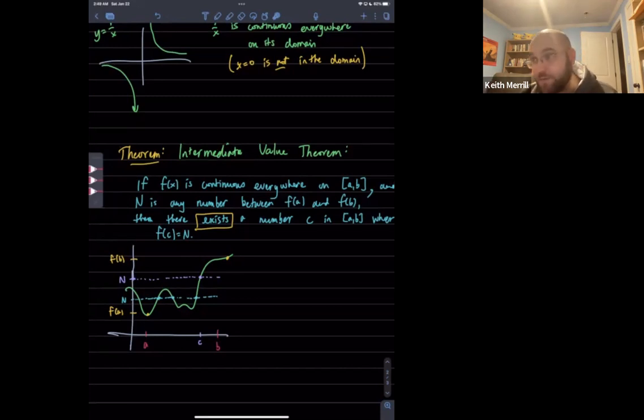So you'll see some of this logic in some of the results that come forward. Sometimes just knowing that something exists is good enough, then we can go look for it. There are methods to try and find these values. They're just not detailed in the book. So again, it's a little bit of an abstract theorem, but it's a really important theorem.